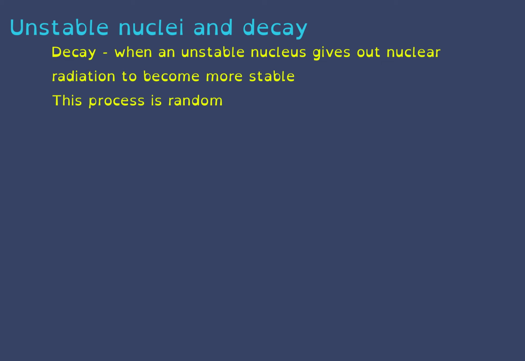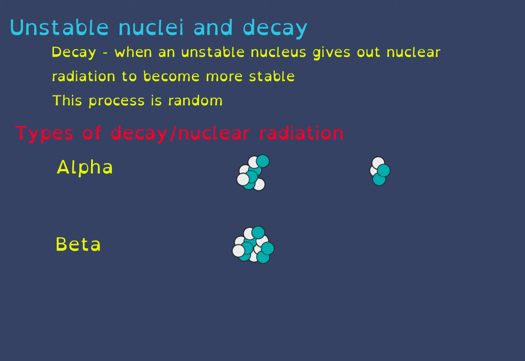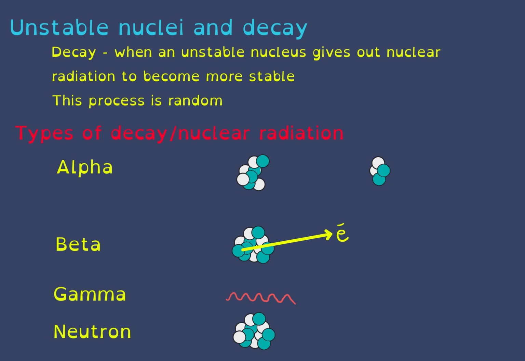You need to know about 4 types of decay. The first is alpha. This is where the nucleus gives out 2 protons and 2 neutrons. There's beta decay. This is where a neutron turns into a proton and an electron. The electron is emitted from the nucleus and the proton is kept. Gamma decay is the third. This is when energy is released from the nucleus in the form of high-frequency electromagnetic radiation. And the fourth type is neutron decay. This is where a neutron is given out from the nucleus.